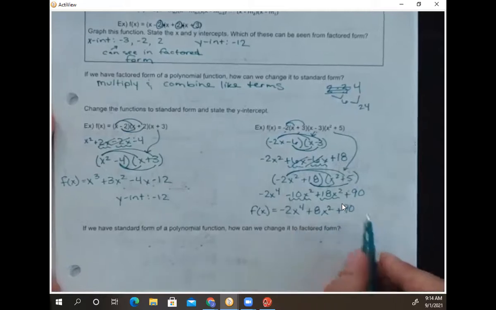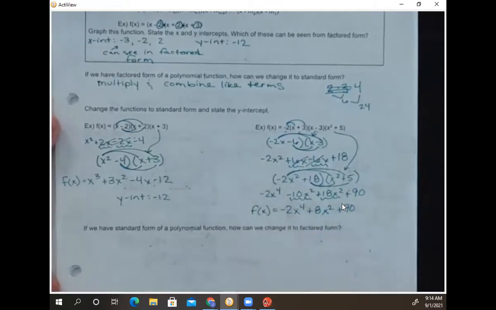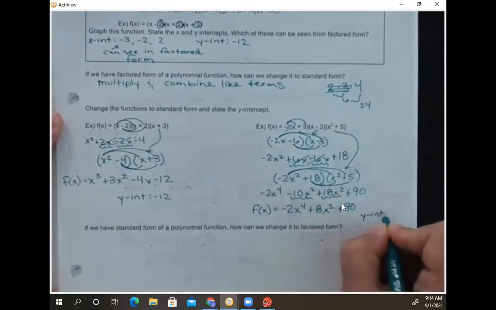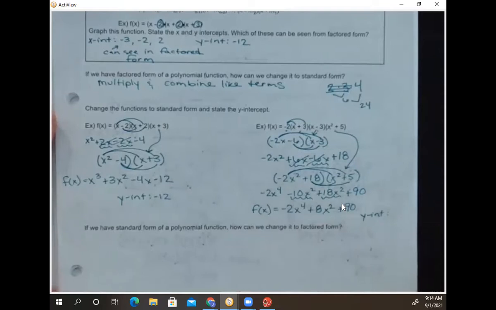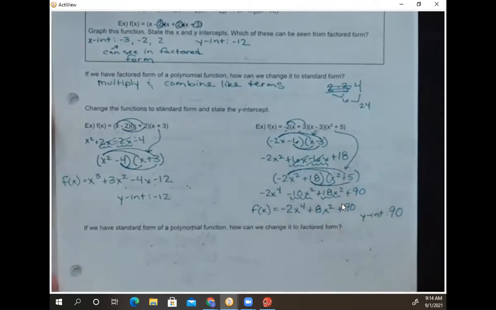All like terms are combined. My exponents are in decreasing order down to my constant term. What's our y-intercept here? 90. Yep, it's that constant term at the end.